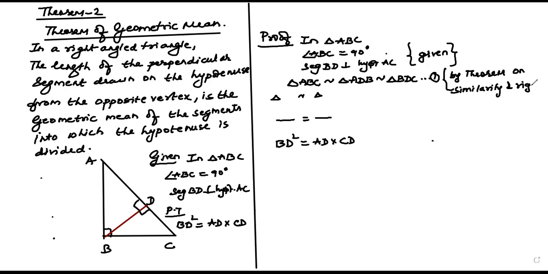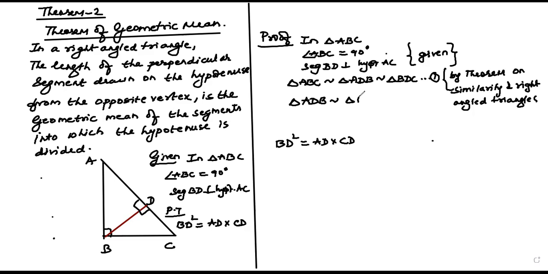By right angle similarity, that is, similarity of right angled triangles. Okay, now you can see here, children, you want BD as the answer. BD is the side of triangles ADB and BDC, which are similar. To get your answer, you are going to rewrite triangle ADB.